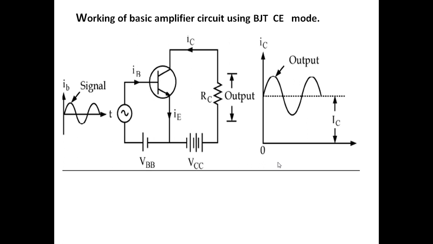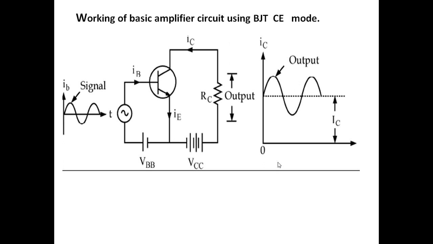Before discussing the hybrid model, let us discuss the working of the common emitter amplifier circuit. How will the common emitter amplifier circuit work? In this slide, we see the working of a basic amplifier circuit using BJT in CE mode. This circuit shows the common emitter amplifier configuration.